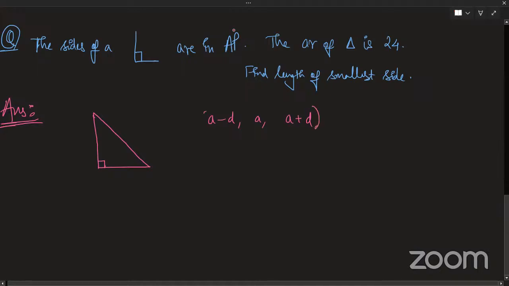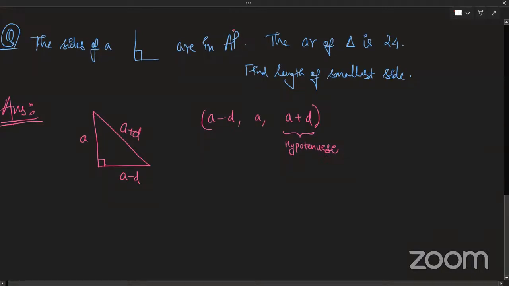Considering right now that my d is positive, can I say that a plus d will be my longest side? My a plus d will be my hypotenuse, because it is the longest side. So this is a plus d, this is a minus d, and this is a. Can I say this?